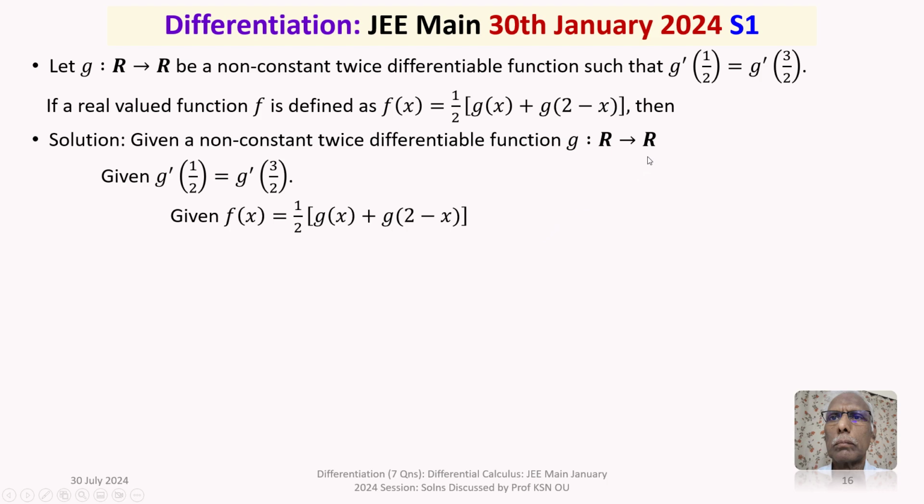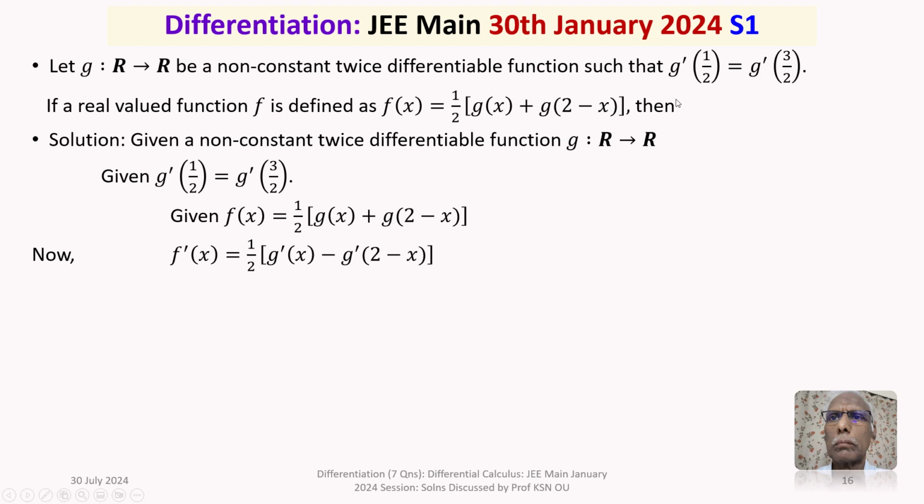So, g prime values are given. It suggests you have to differentiate. f prime x is equal to 1/2 into g prime x plus g prime of 2 minus x. The derivative of 2 minus x with respect to x is minus 1. So, minus has come here.